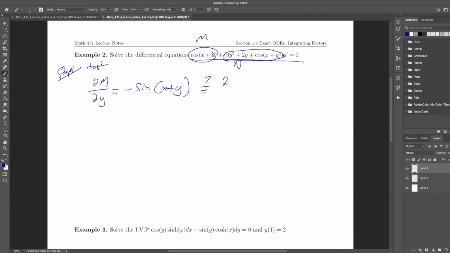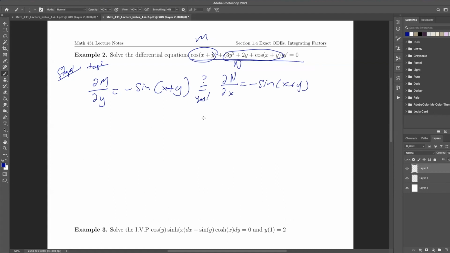All right, so the question is, does this equal the partial of n with respect to x? Well, if I take this with respect to x, this is 0. This is 0. This is minus sine of x plus y. And the answer is yes. So we can proceed.